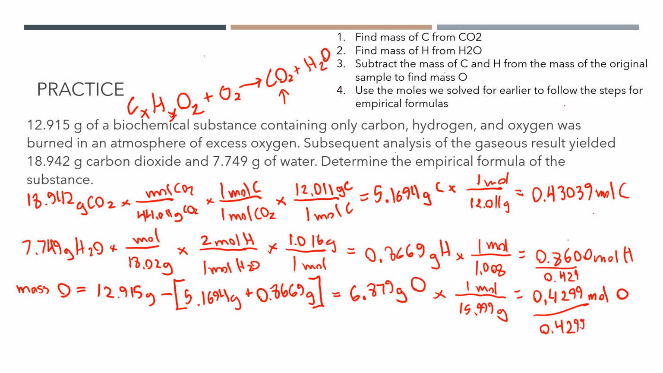So let's see what that gets us. This is roughly going to be about 1. That's going to roughly be 2. And that's going to roughly be 1. So our empirical formula would be CH2O. I hope that you understand that.